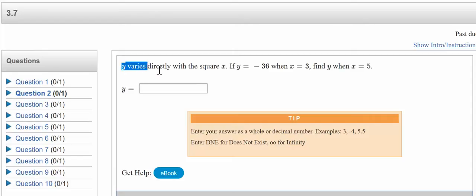It says, y varies directly with the square of x. We'll see what that is all talking about. So if y is equal to negative 36 when x is 3, find y when x is 5. Okay, let me put this on a little palette so I can actually do the work on it.